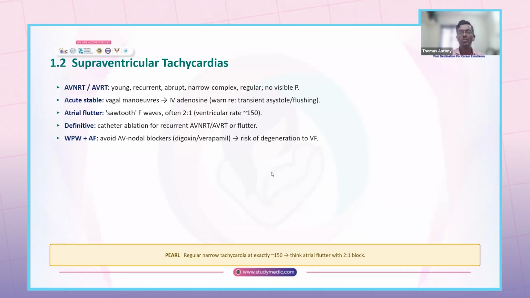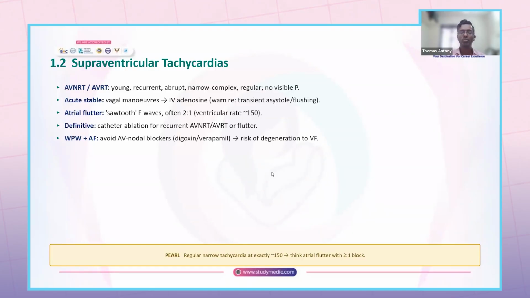So what is the definitive treatment? Definitive treatment is to ablate the accessory pathway, like a catheter ablation for recurrent AVNRT or AVRT or flutter. Usually these conditions are managed symptomatically, because in most cases these are not life-threatening. So in case of recurrent conditions where it is disturbing for the patient and affecting the quality of life, you can go for catheter ablation, which is the available option. So now we have WPW syndrome with AF.